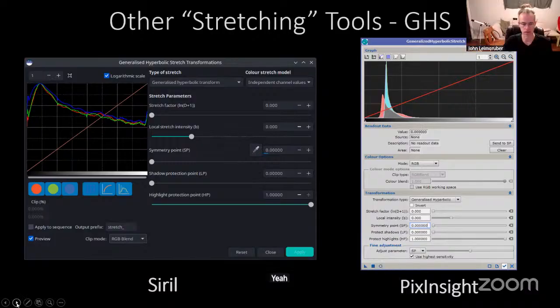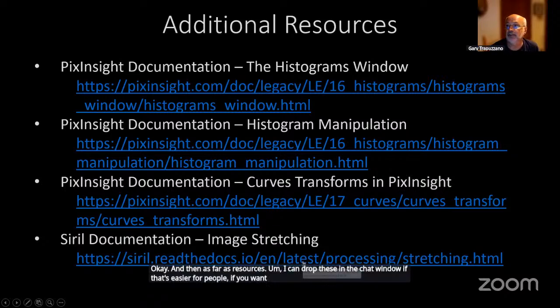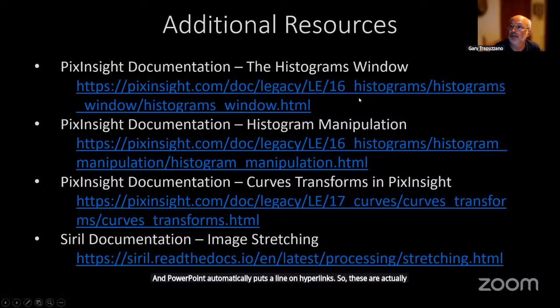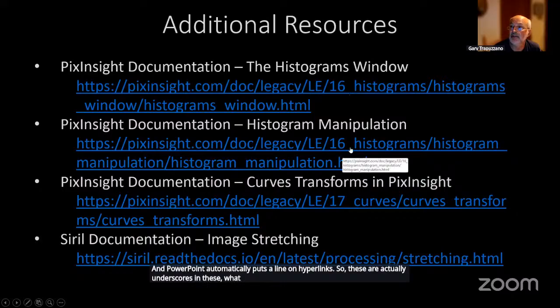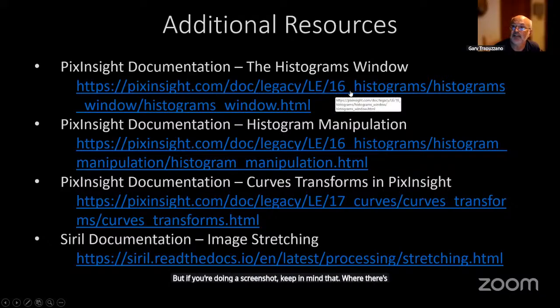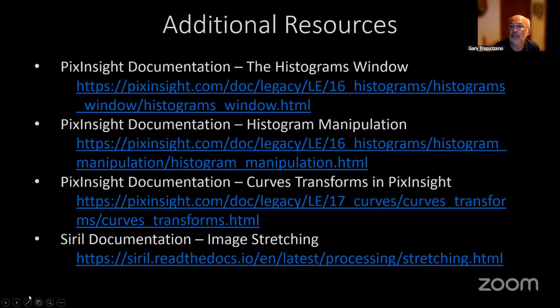Okay. As far as resources, I can drop these in the chat window if that's easier for people, if you want to take a screenshot. Screenshots are a little hard because there are underscores in here, and PowerPoint automatically puts a line on hyperlinks. So these are actually underscores in what look like spaces. If you copy and paste it, it would work. But if you're doing a screenshot, keep in mind that where there's a space, it's actually an underscore. And that's it.